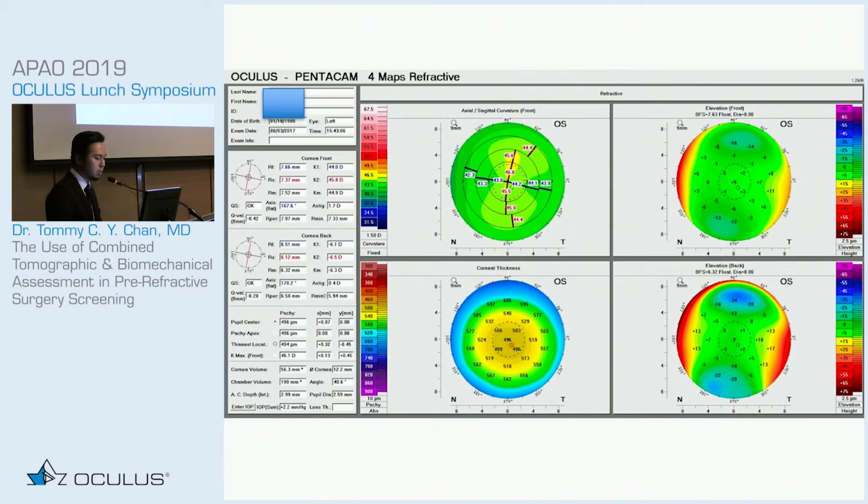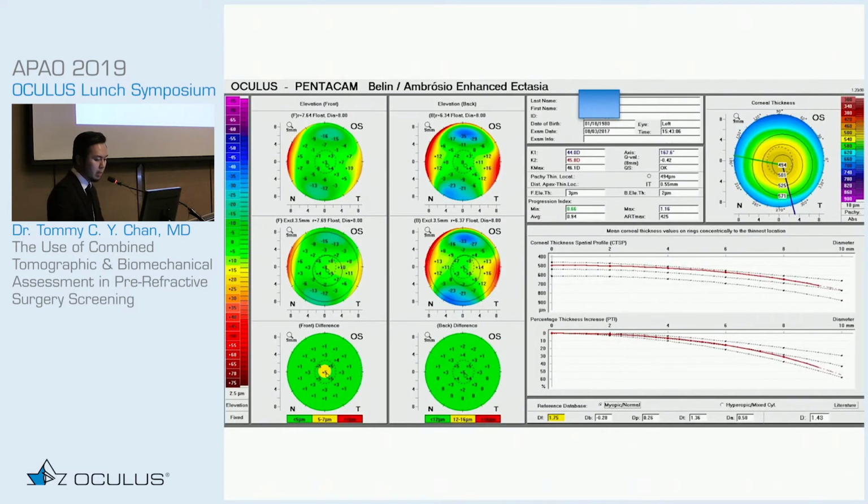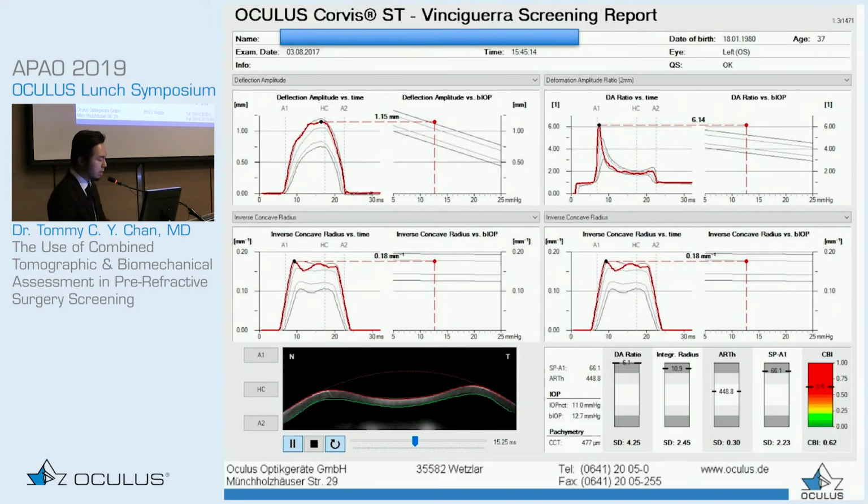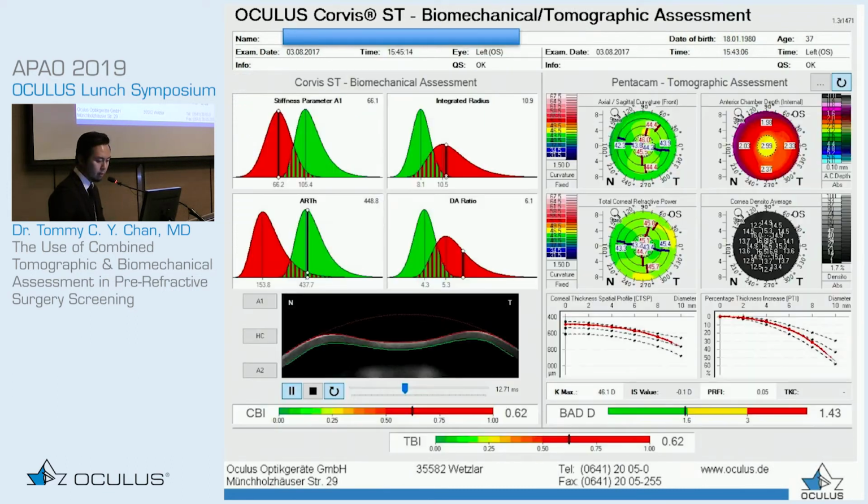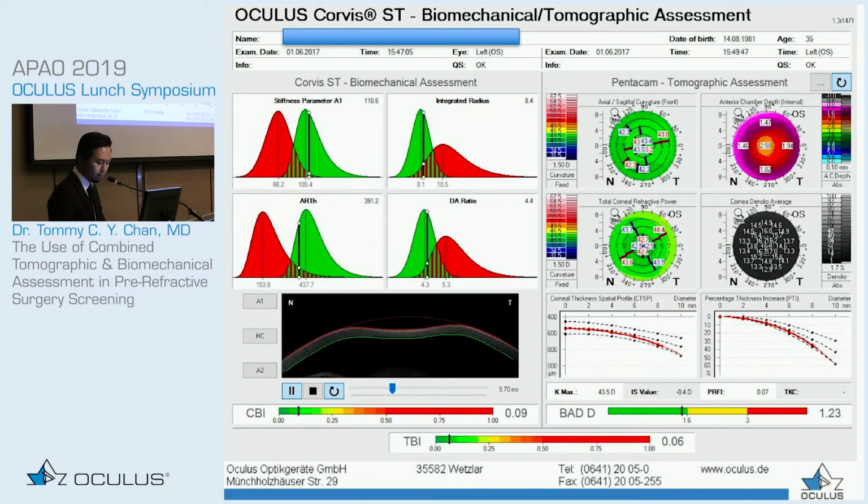So this is an example. This is one of the patients, and the cornea is a bit thin, but the tomography appears okay. The BAD looks normal, but when we look at the CBI, it is in the red zone, and it generates a TBI of 0.62. This patient came for refractive surgery, and I asked him not to do it, or to be observed for a couple of months. Usually in a typical patient, you will have a normal BAD, a normal CBI, and a normal TBI.